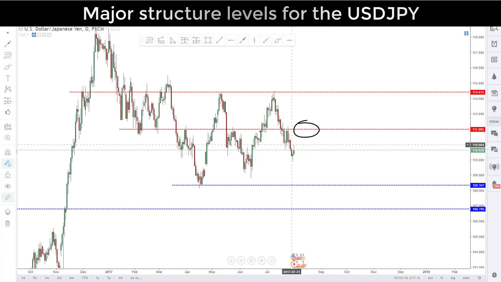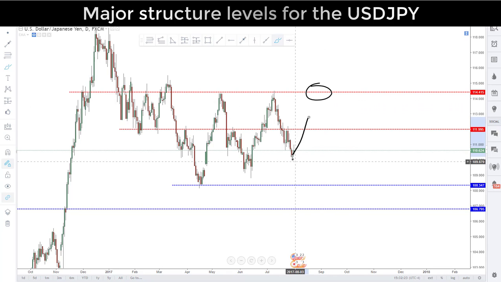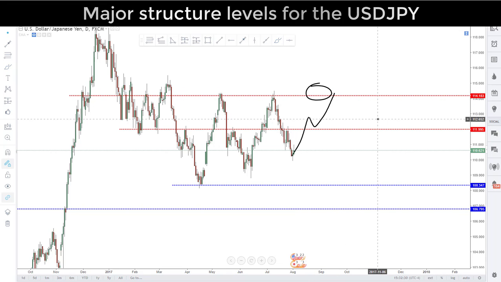That's my next level of major structure to the upside. And my next level after that, if this market somehow breaks through that level of resistance and continues up, then I'll be looking right around the 114.18 area for my next shorting opportunity.